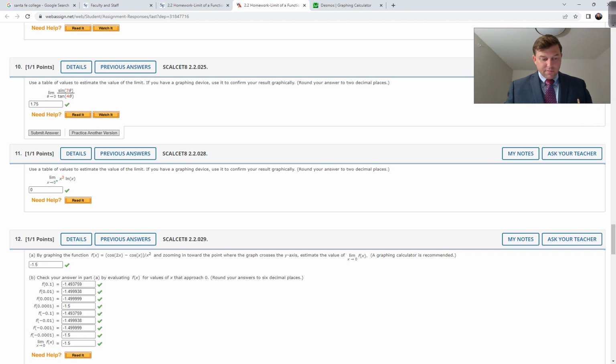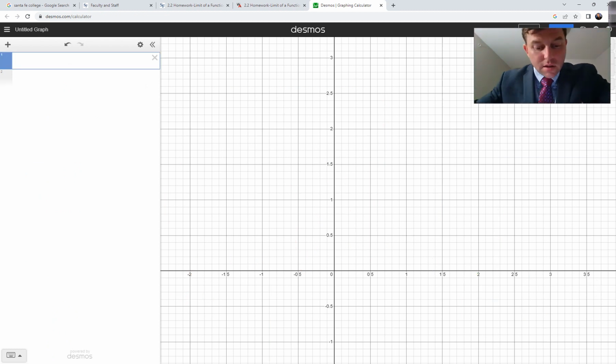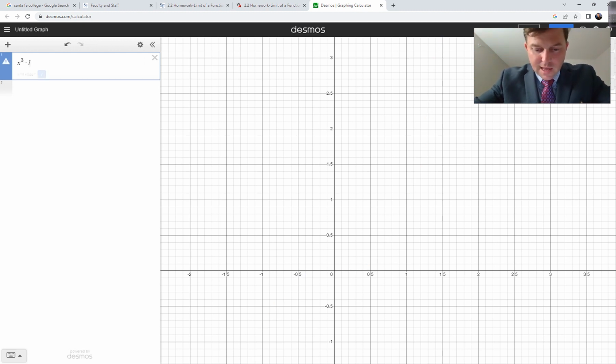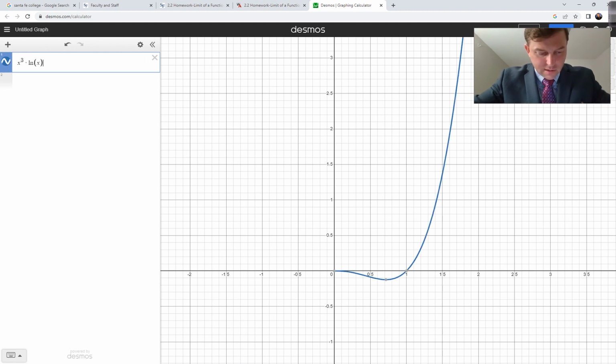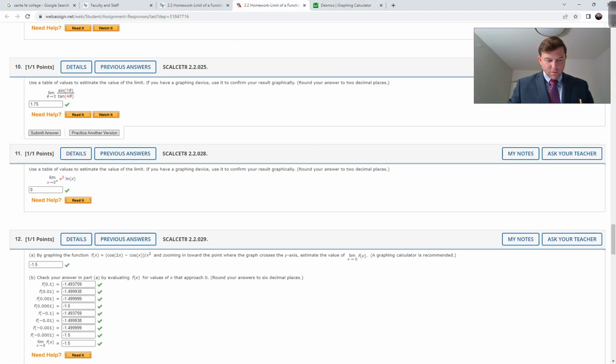It says, find the limit as x approaches 0 of x cubed times the natural log of x. So x raised to the third, times ln of x, enter, and there you go. So that's the curve. We want to see what this function is doing as we're getting close to 0. And as we get closer and closer to 0, this is getting closer and closer to 0. In fact, this one has the point 0, 0. So this one did work. So we get 0.